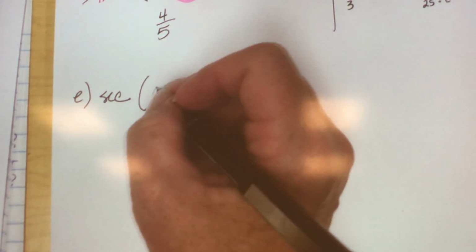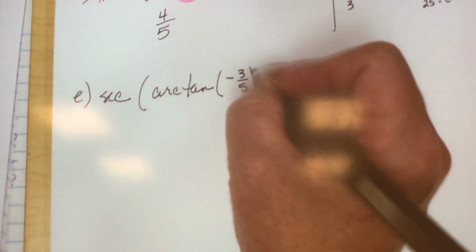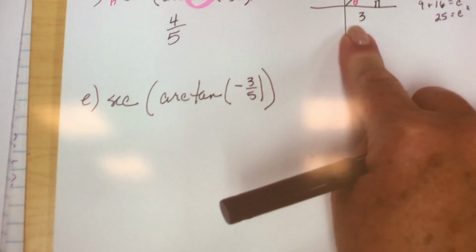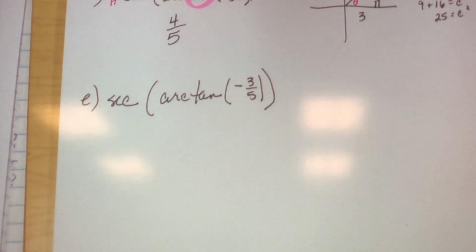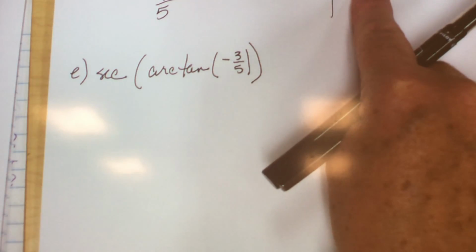Secant of the arc tangent of negative 3/5. Now, obviously, what are you going to need to do? Draw a little triangle. But in quadrant what? 4. Very good. Put your negative where it belongs. Okay, in quadrant 4, who is negative? X. No, Y. Y is negative in quadrant 4, right here.